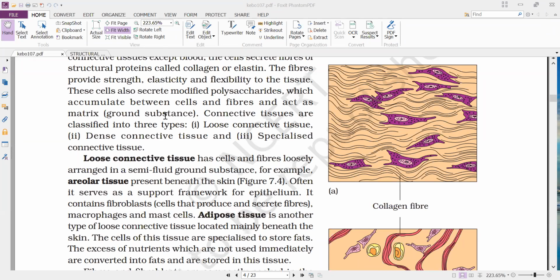Understood? Does anybody have any doubt up to now regarding connective tissues?